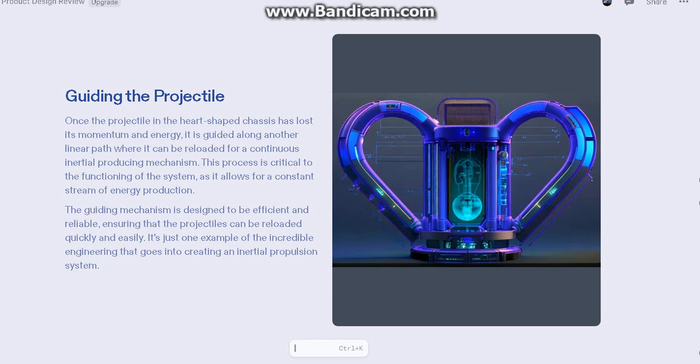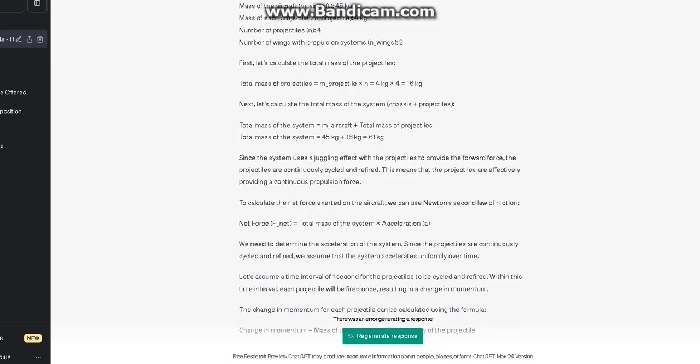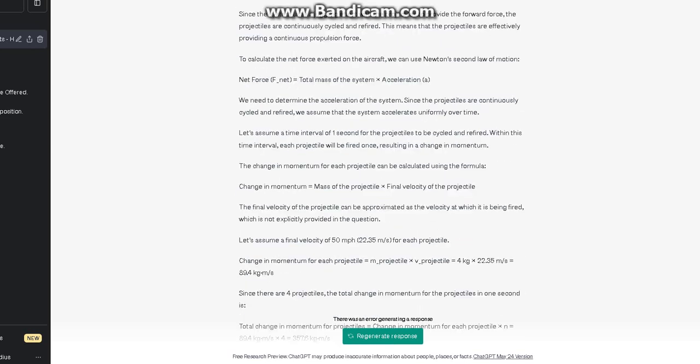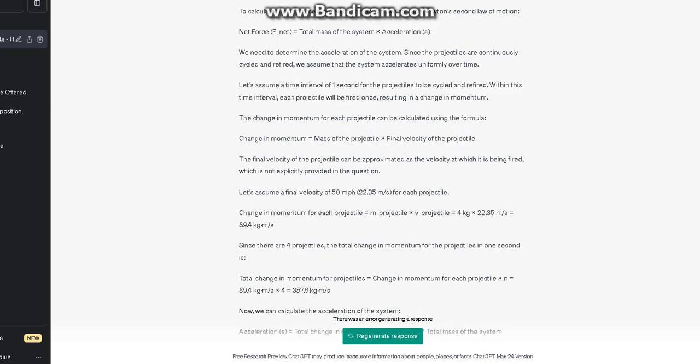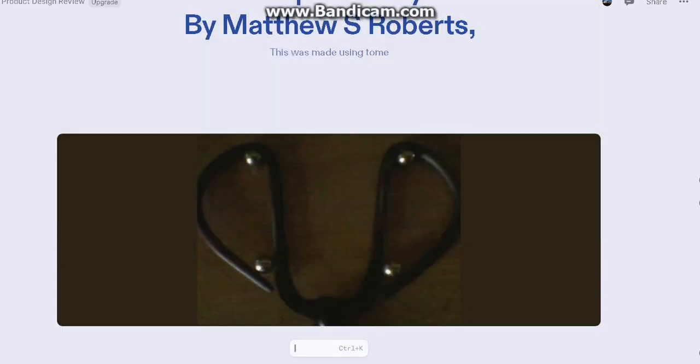To calculate the net force exerted on the aircraft, we can use Newton's second law of motion. Net force, F_net, equals total mass of the system times acceleration. We need to determine the acceleration of the system. Since the projectiles are continuously cycled and refired, we assume that the system accelerates uniformly over time. Let's assume a time interval of 1 second for the projectiles to be cycled and refired. Within this time interval, each projectile will be fired once, resulting in a change in momentum.